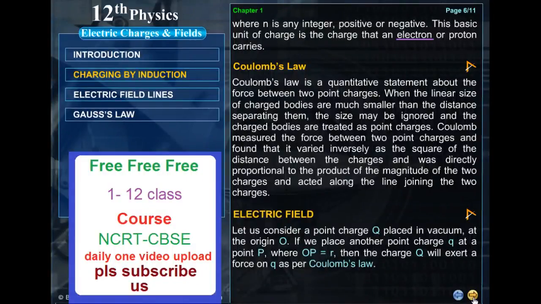Let us consider a point charge Q placed in vacuum at the origin O. If we place another point charge q at a point P where OP is equal to r, then the charge Q will exert a force on q as per Coulomb's law.